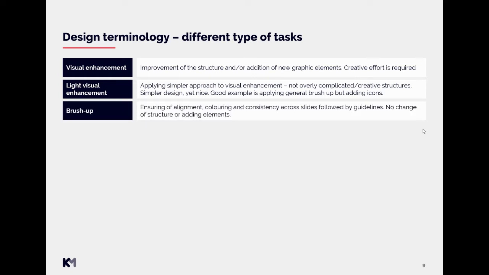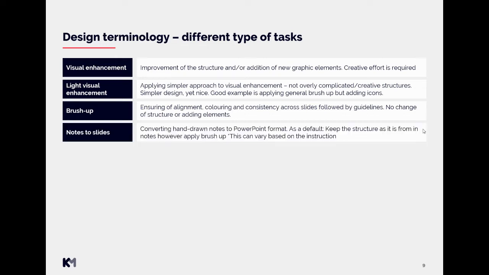Light visual enhancement is a term that sometimes you can meet with, and it means applying of simpler approach to visual enhancement. It should be not overly complicated. The creative structures might be a bit less creative. It can be simpler design, yet still very nice. Good example would be applying kind of general brush up, but adding icons. Brush up is general ensuring of alignment, coloring, and consistency across slides, followed by guidelines. No change of structure or adding elements in this case.